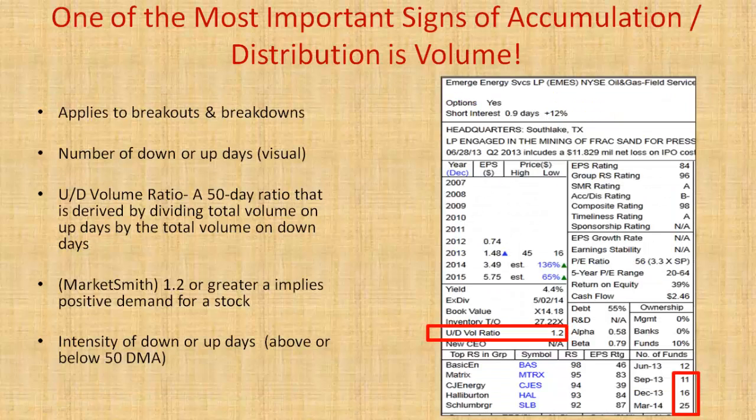One of the most important signs of accumulation and distribution is volume. When you see a breakout or a breakdown accompanied by high volume, that increases the probability that the directional move most likely will continue. You want to look at the number of up days versus the number of down days. If you have MarketSmith or another service where you can get the up-down volume ratio, you should look at it. Anything over 1.2 implies a positive demand for the stock.